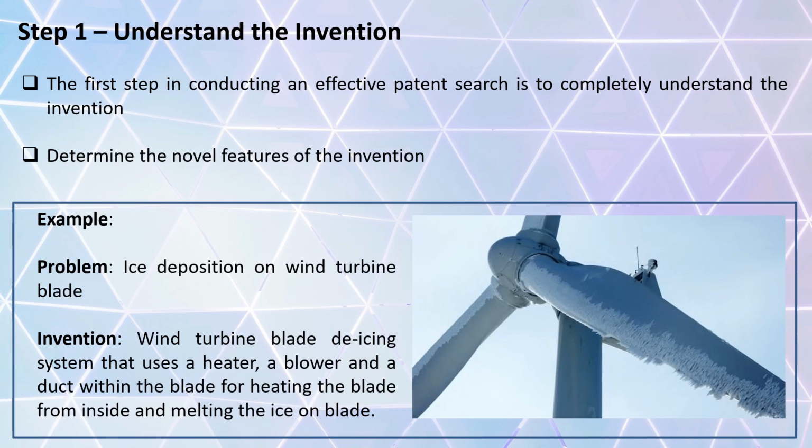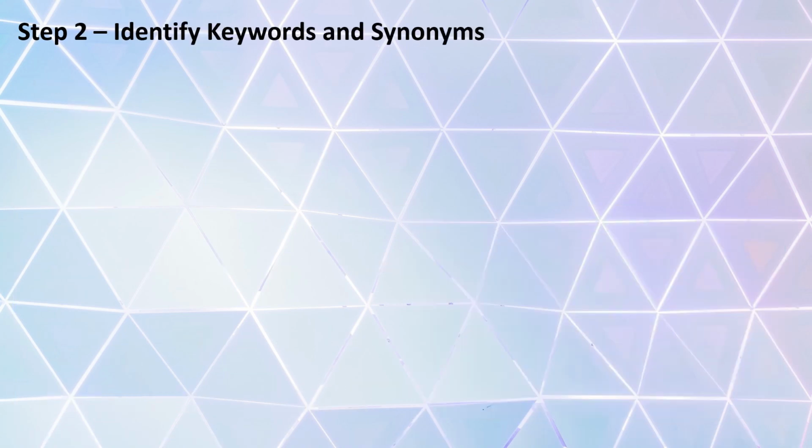So this is the invention. I hope the detail of the invention is clear. It's a wind turbine blade de-icing system that uses a heater, a blower and a duct within the blade for heating the blade from inside and melting the ice on it. So this was the first step. Now let's move to the second step. The second step is identifying keywords and synonyms.